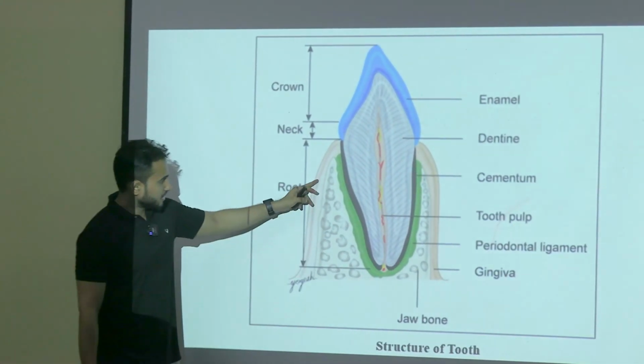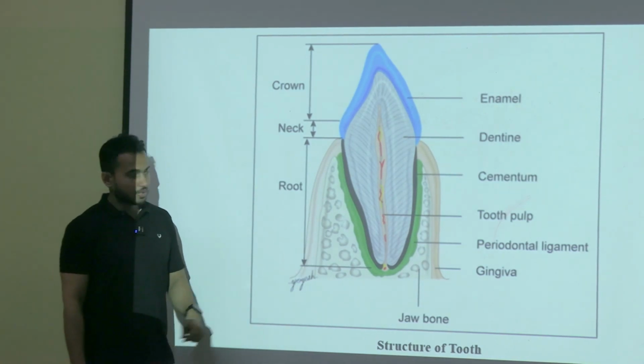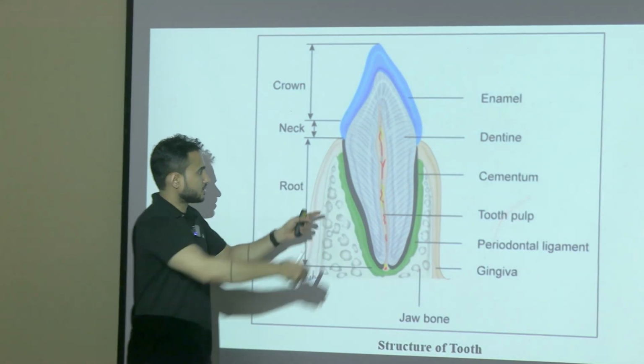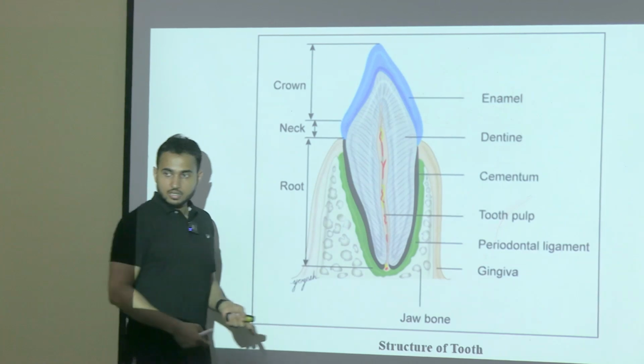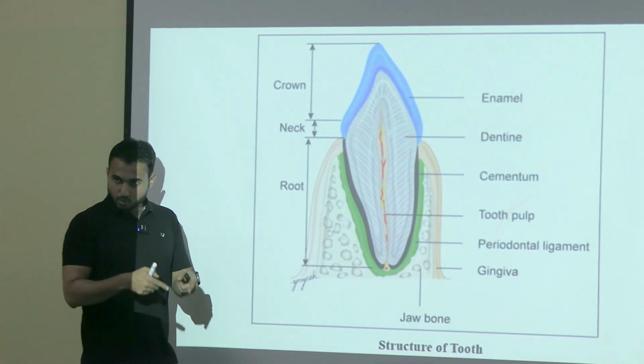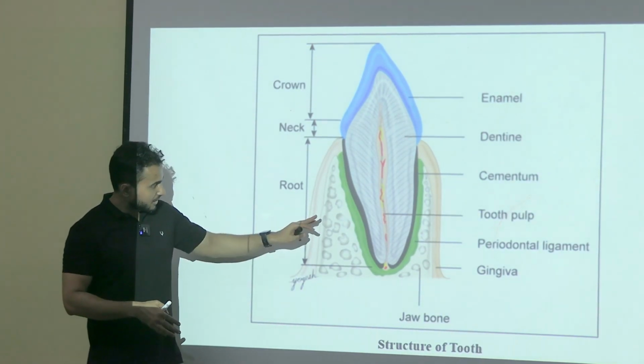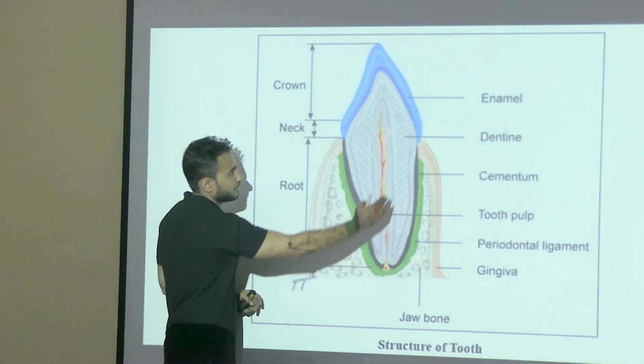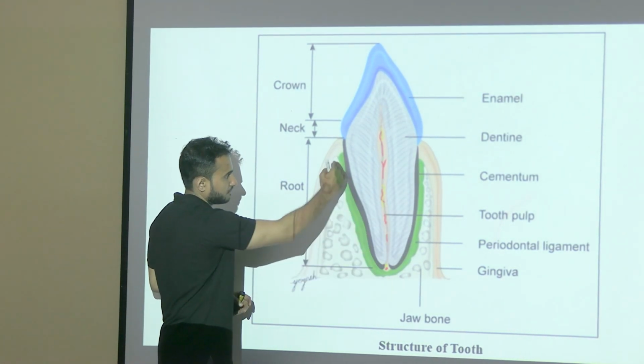Okay, so here you can see the alveolar process. Okay, and this is the socket. Now in this socket the tooth is placed. So the attached part of the root, where it is attaching with the socket, alveolar socket, that particular part is covered by, you can see, cementum.